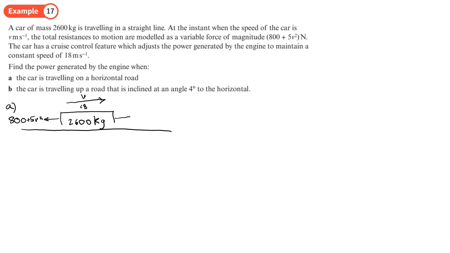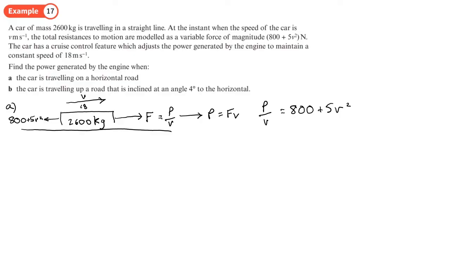Right, so we want to find the power. So that pulling force of the car is going to equal P over V. Because we want to find the power, we could say the power equals FV. Now, if it's travelling at a constant speed, that means there's no resultant force. The pulling force is equal to the resistive forces when it's travelling at 18 meters per second. So the pulling force is going to be P over V. That's going to equal the resistive force, which is going to be 800 plus 5v squared.